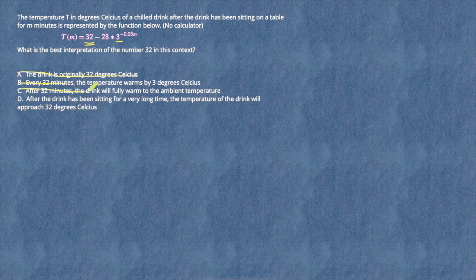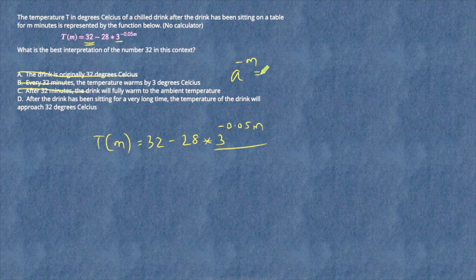So now first let's write down the equation. T of m equals 32 minus 28 times 3 power minus 0.05 m. So this is of the format a power minus m. If something is of the format a power minus m, we can rewrite that as 1 over a power m. So we want to get rid of the negative number so it's easy for us to understand. Now this will become 32 minus 28 divided by 3 power 0.05 m. So now we have the positive numbers everywhere.